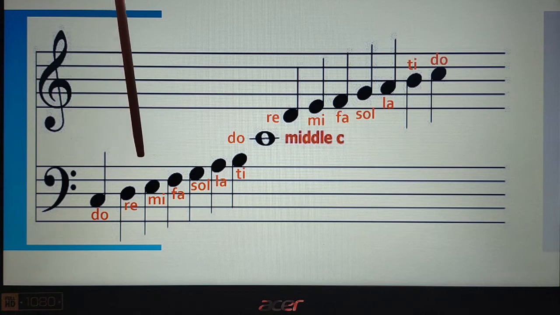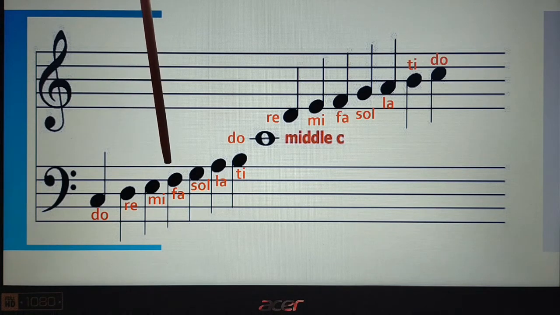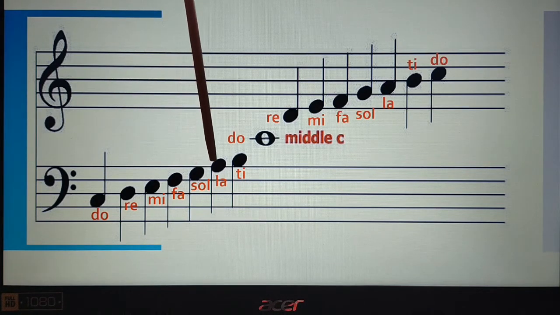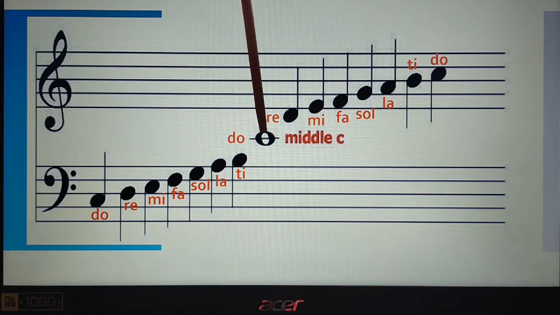Do, re, mi, fa, sol, la, ti, do, re, mi, fa, sol, la, ti, do. So don't forget that this is the middle C.